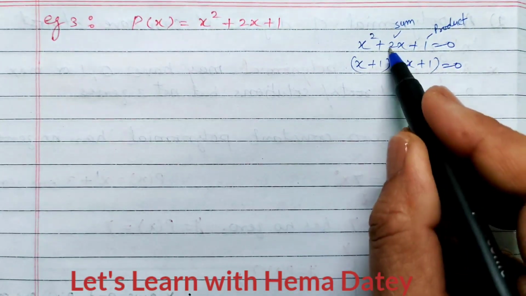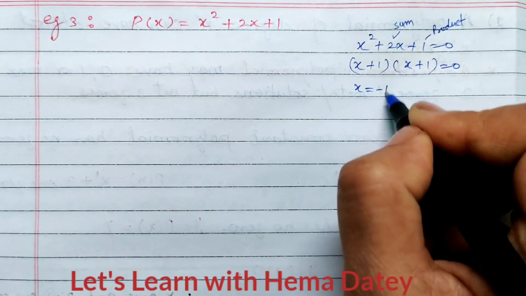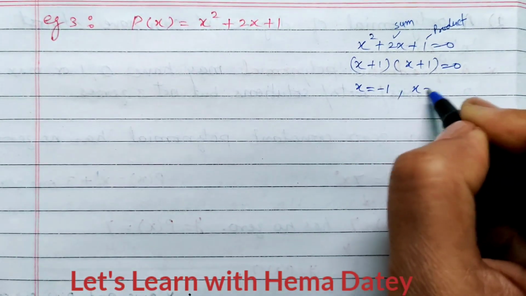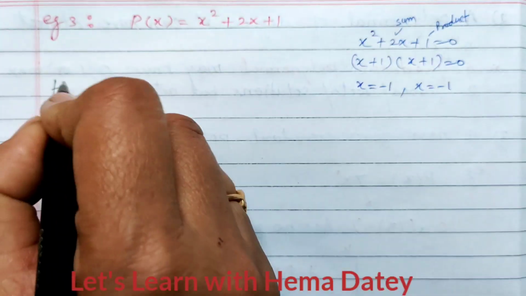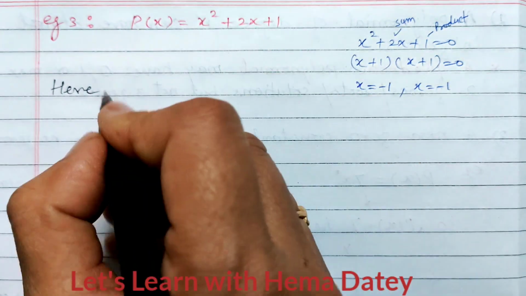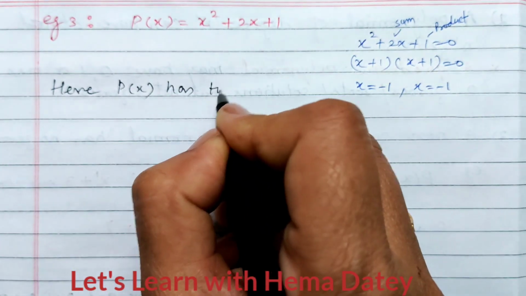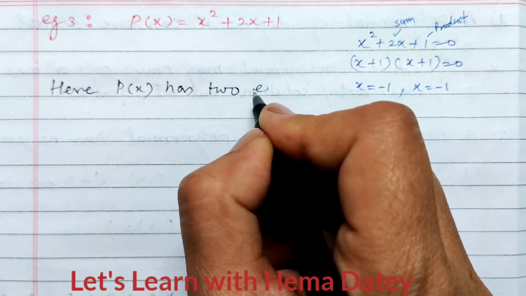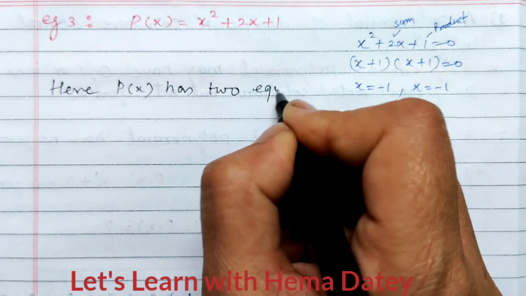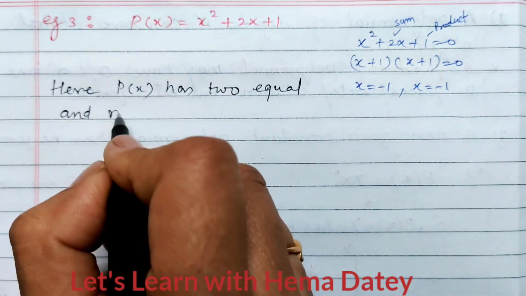Now the factors of the polynomial are x plus 1 equals 0. We get x equals minus 1 and the other factor is also minus 1. So here the polynomial p(x) equals x square plus 2x plus 1 has two equal and real roots. We can write p(x) has two equal and real roots.